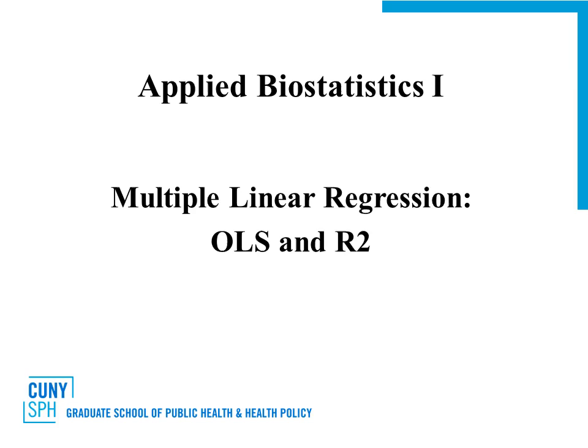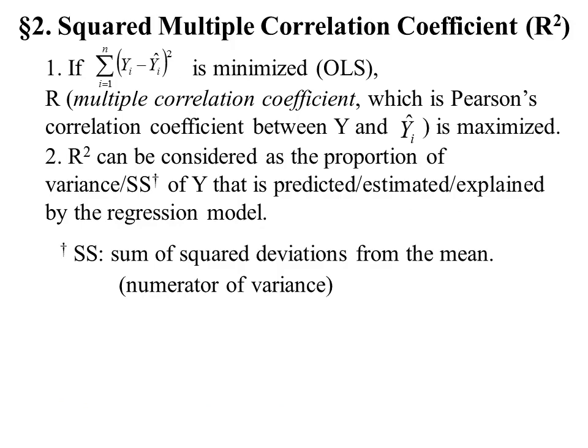This video is part 2 of the lecture on OLS and R-squared. We have learned about Pearson's correlation coefficient in an introductory statistics course. We can calculate Pearson's correlation coefficient between y and y hat, that is, between observed and predicted values of the dependent variable of multiple regression. The correlation coefficient is called the multiple correlation coefficient, and usually denoted by capital R in statistical literature.